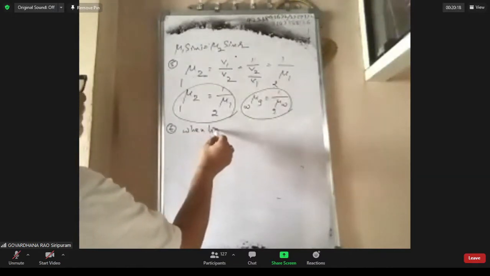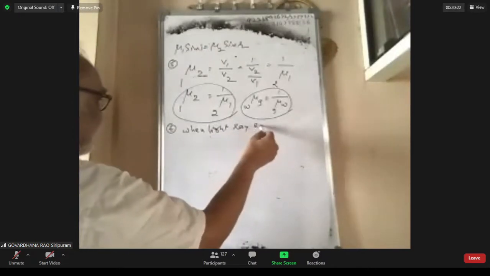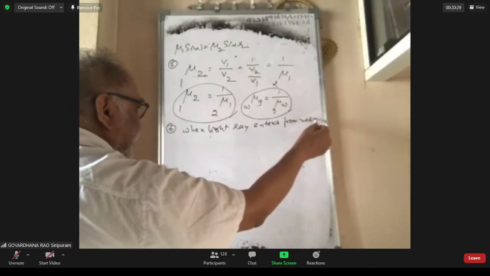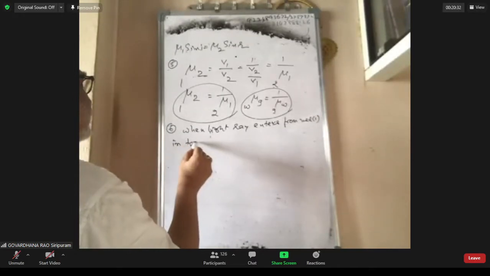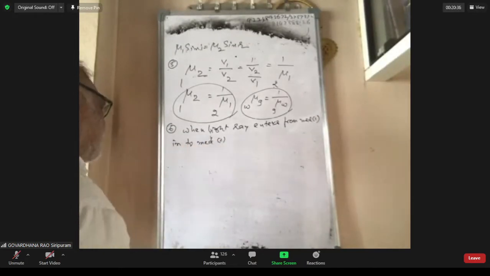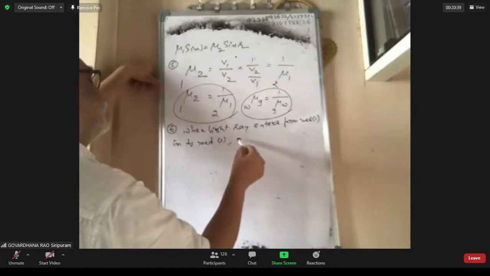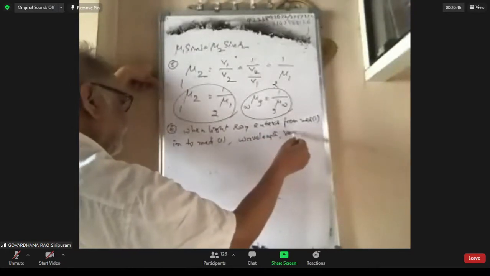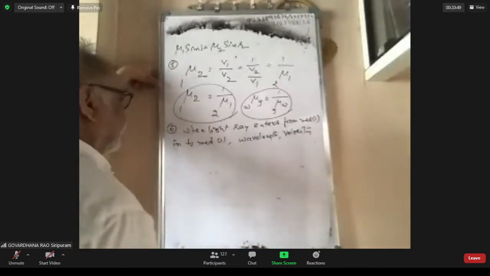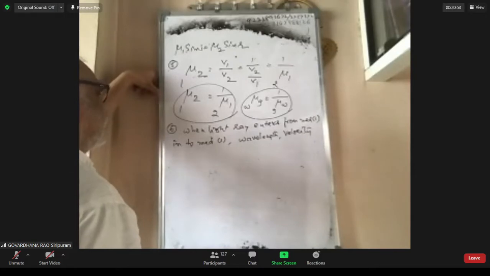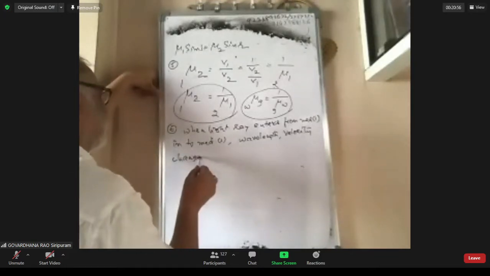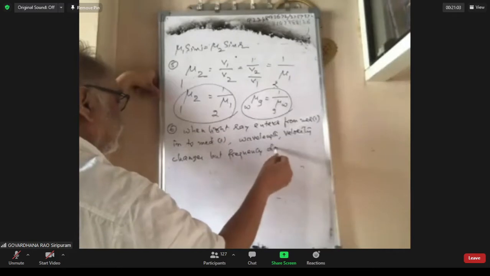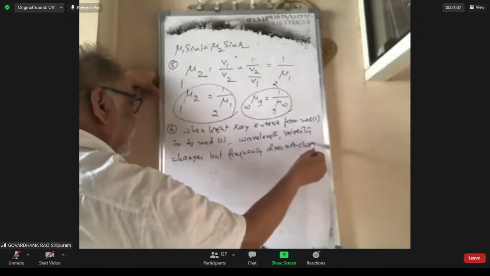When a light ray enters from medium 1 into medium 2, wavelength and velocity change, but frequency does not change.